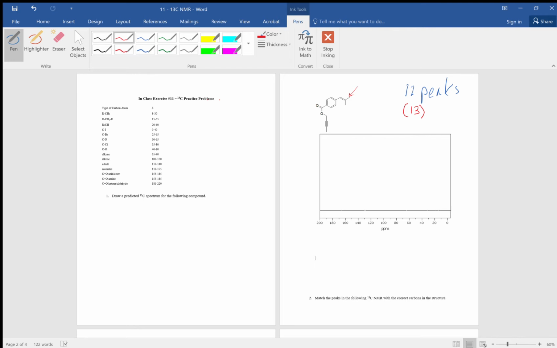But it is a methyl group at the end of a chain. If we look at our chart, that shows up around 8 to 30 ppm. Given this one's attached to an alkyne or an alkene, I might expect it to show up a little bit higher, but again, within that region. We then move on to these two alkene peaks. Alkenes are in the same region as aromatic, 100 to 150. And so we'll just fill in 2 peaks for the alkene.